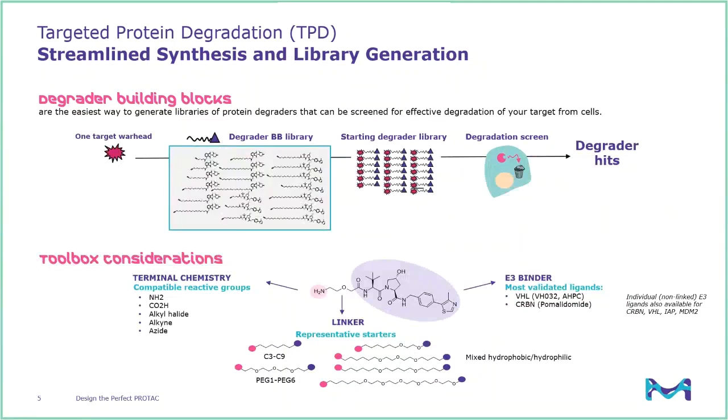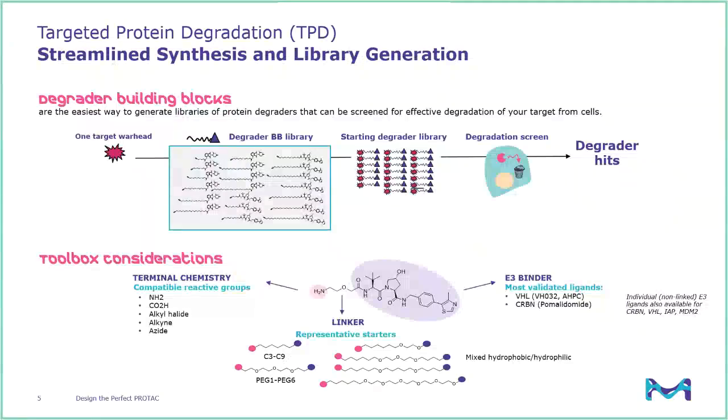One is an E3 ligase binder, and so we've begun with the most validated ligands for VHL and cereblon. The second component is a linker, and we started with short aliphatic chains and flexible pegylated linkers. We also have just recently launched some mixed linkers that contain both hydrophobic and hydrophilic properties.